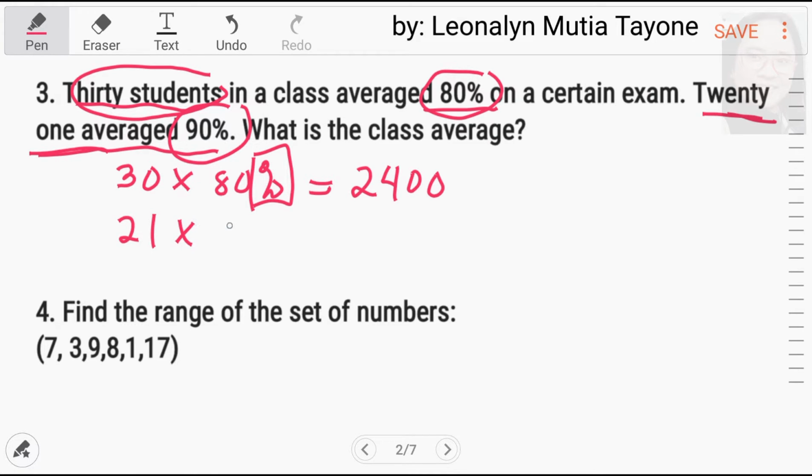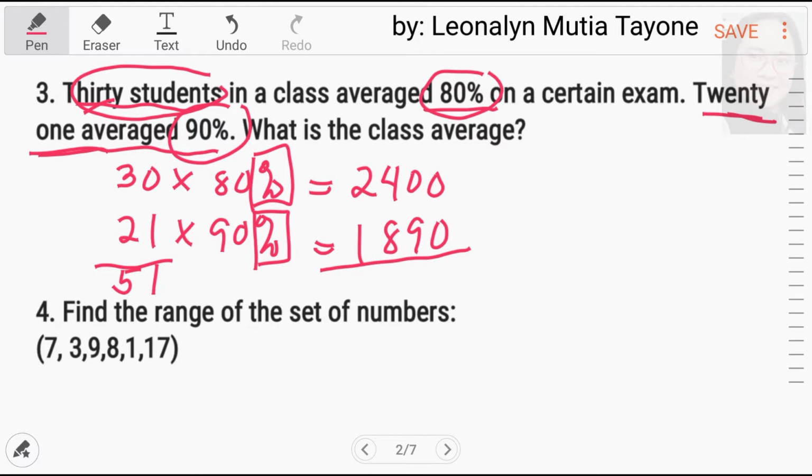Next, 21 times 90%. Again, ignore lang natin itong percent sign. 21 times 90, and that is 1,890. Lahat ng mga average na ito, itong mga percentage na ito ay, ang total nila ay 51, or there are 51 students in all. Yung isa ay 30 students, yung iba naman ay 21. So 51 sila lahat.